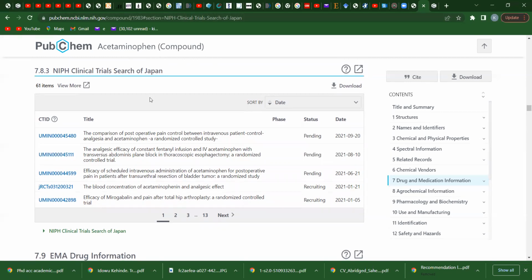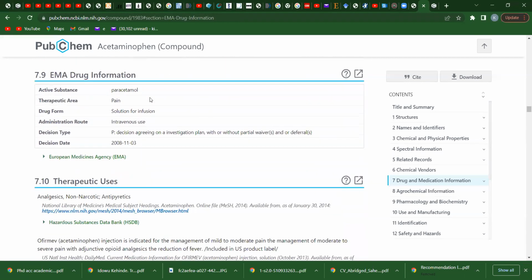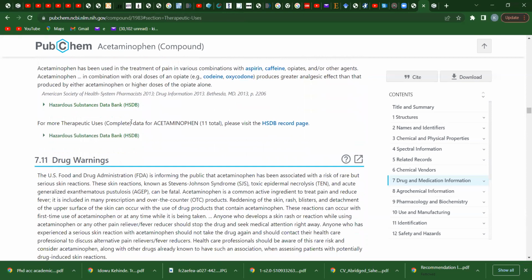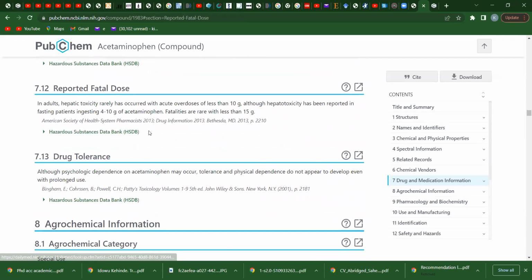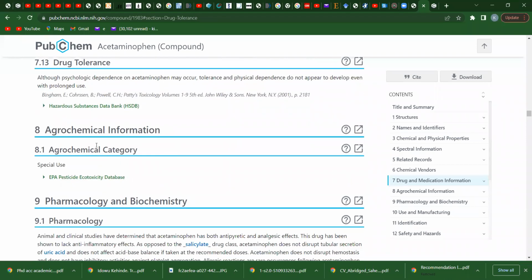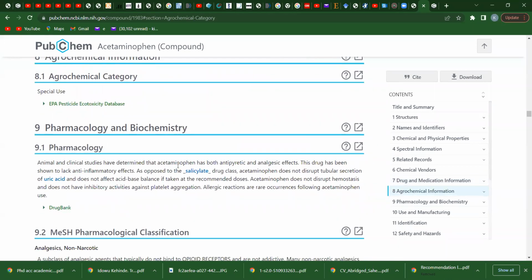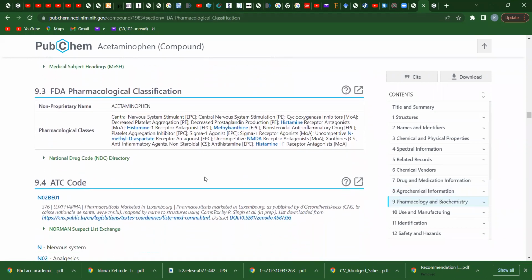These are the ones in Japan. You understand? A lot of therapeutic use, information, drug warning. It will even explain drug mechanism, drug tolerance, agrochemical information, pharmacology. How does it work? When they give you a drug, you want to know, when I take this drug, headache goes. How does it work? You can look at the mechanism of action.